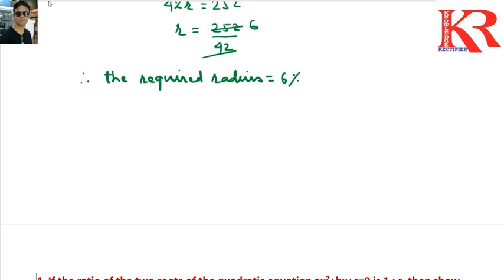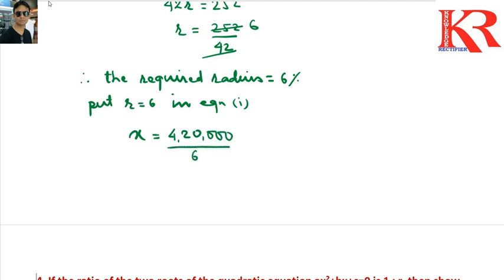Now you put R is equal to 6 in the equation number 1. Okay, put R is equal to 6 in equation 1. Okay, what is your equation 1? Your equation 1 is x is equal to 4,20,000 divided by R, and for R you put 6. Okay, and if you cancel you will get how much? 70,000. So what was the principal invested at first?